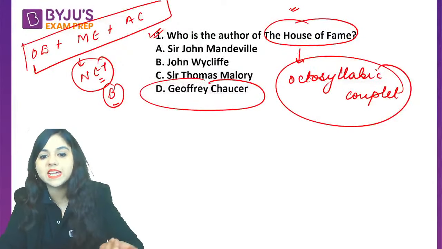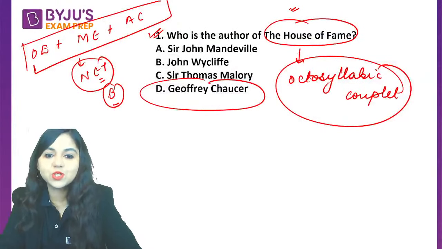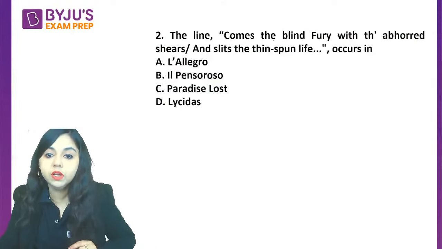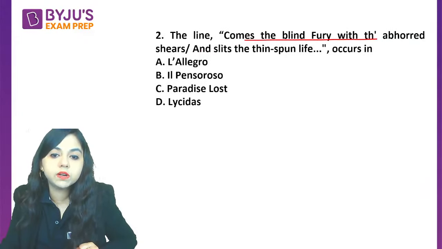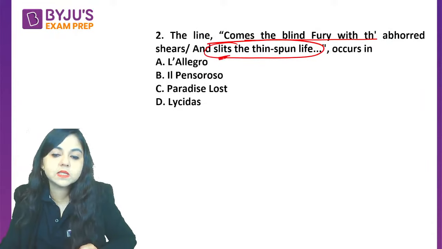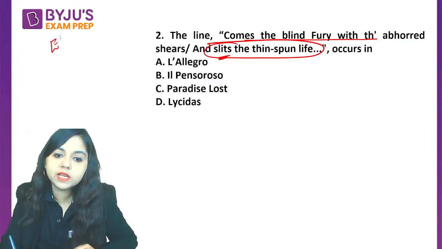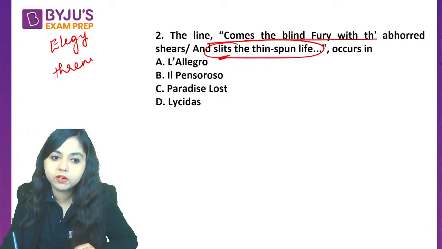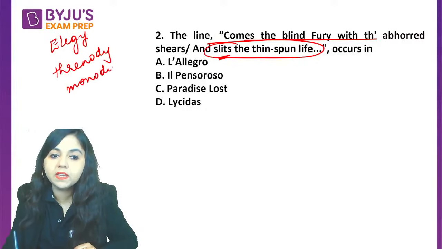And the next question is actually about lines. But we've done this question. Comes the blind fury with the abhorred shears and slits the thin spun life. So this is actually, to give you a hint, taken from an elegy, a threnody, a monody. Again, this is where your companions come in.